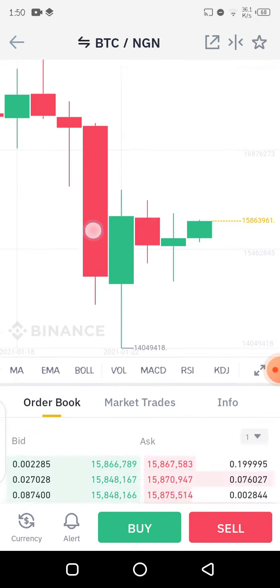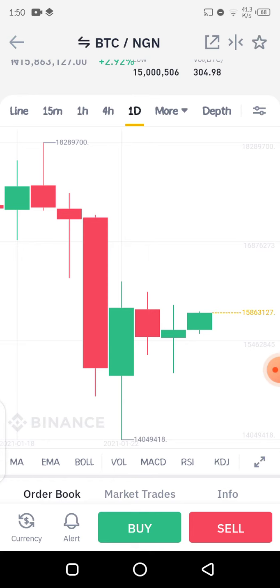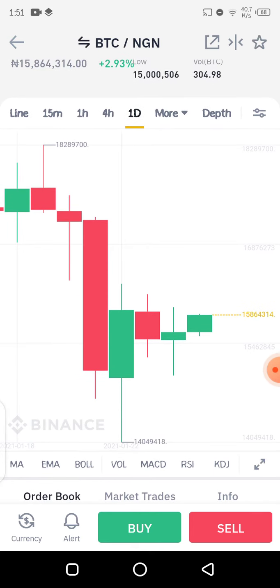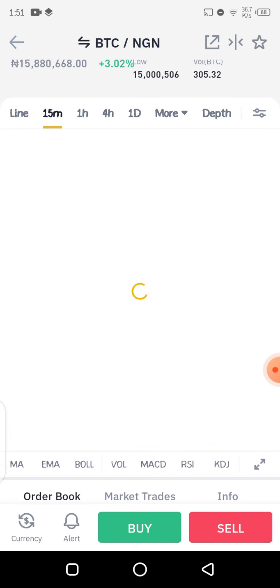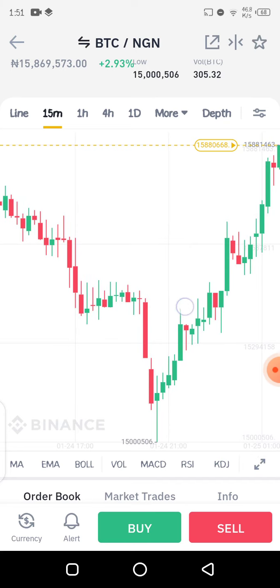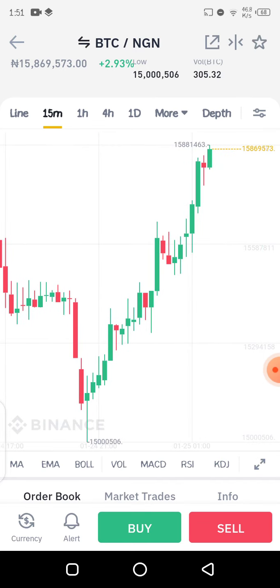Let's look at this one. It represents activities carried out for one day, because one day is selected here. Let's make it 15 minutes. Good. You see, it changes because we are entering inside the one day candle and seeing what happened in 15 minutes. So each of these now is 15 minutes.